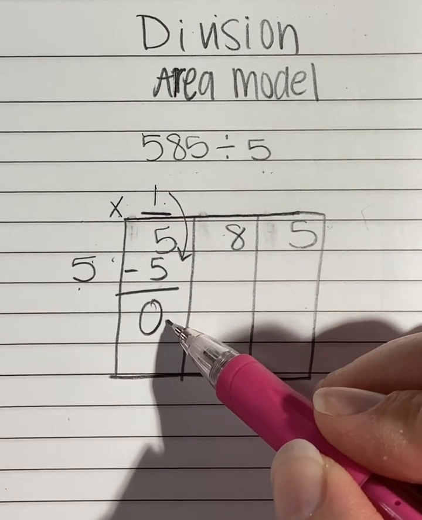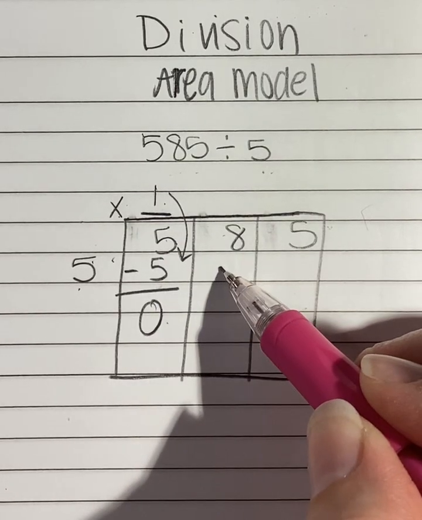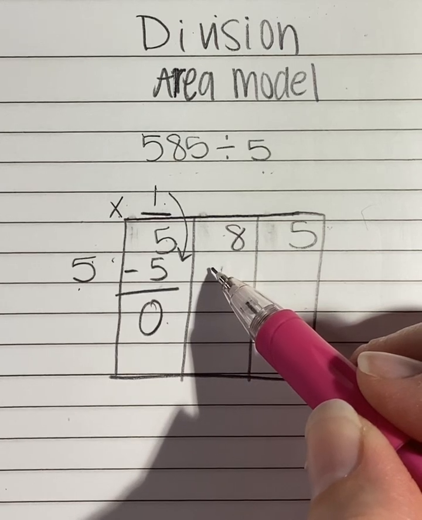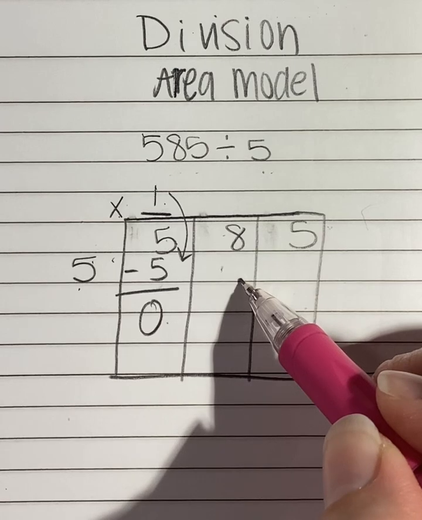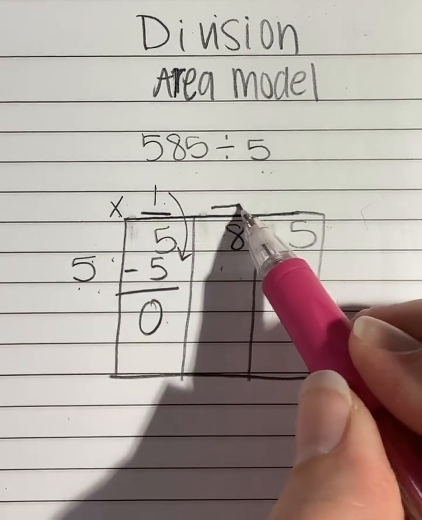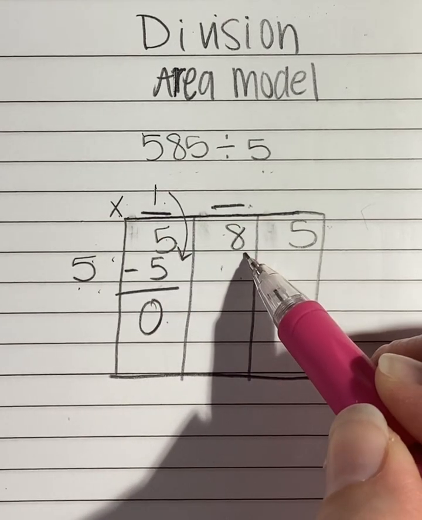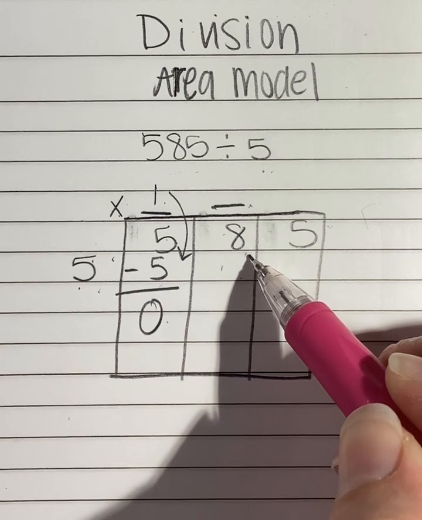Great. If for some reason I had something left, I would move it up here, and I'll do another one of those problems in a different video so you can see it that way too. But right now, this box is done. Let's move to the second box. 5 times something is going to get me 8, or maybe really close to 8, okay?